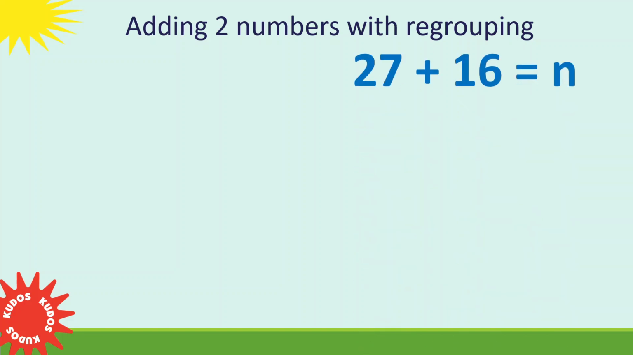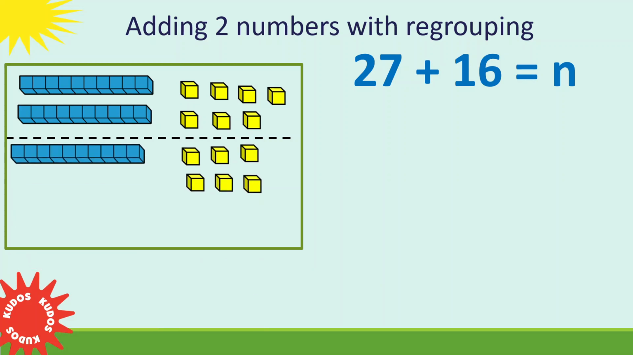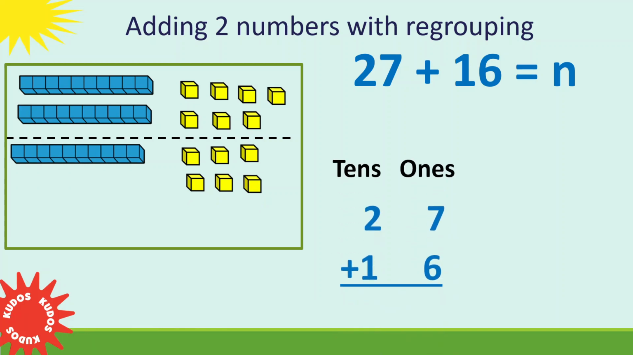Alright, next. Let's try adding 2 numbers. This time, these 2 numbers are 2-digit. Okay, 2-digit number. So let's say 27 plus 16. Okay, let's represent 27, 2 tens and 7 ones, using the base 10 blocks. And 16 is 1 ten and 6 ones. So let's write this in vertical form.